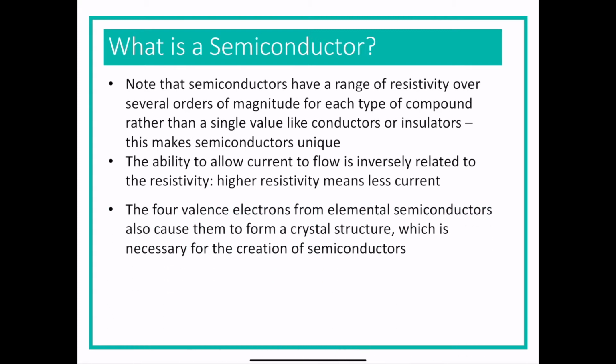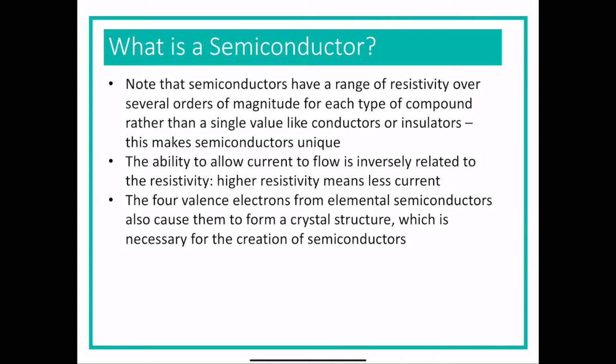Anyway, the 4 valence electrons from elemental semiconductors cause them to form a particular type of structure. It makes them form a crystal that is very specific in its design, and the construction of that crystal is what makes semiconductor materials possible. So let's see, maybe this works better. Okay, I'll use this.